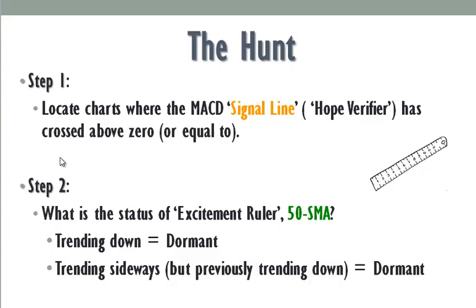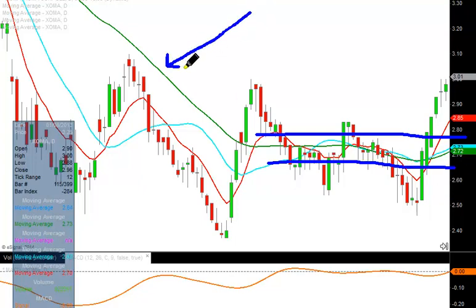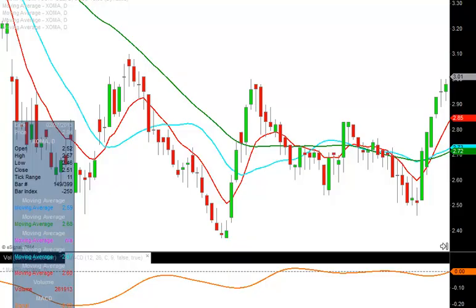By looking at the excitement ruler, or the 50 SMA, we're going to be able to tell whether or not it's dormant. Again, if it's just flat out trending down, then that's dormant. But if it's trending sideways but has previously been trending down, that's also going to be dormant. So in this example, that's exactly what I'm talking about. Right now, the excitement ruler, the green line, you can see is going sideways. However, previously, you can see it was trending down. Therefore, down to sideways, it's still a dormant volcano. So that's an example of one where if it was previously trending down but it's now going sideways, you have to give the bias to being dormant and not an active volcano.